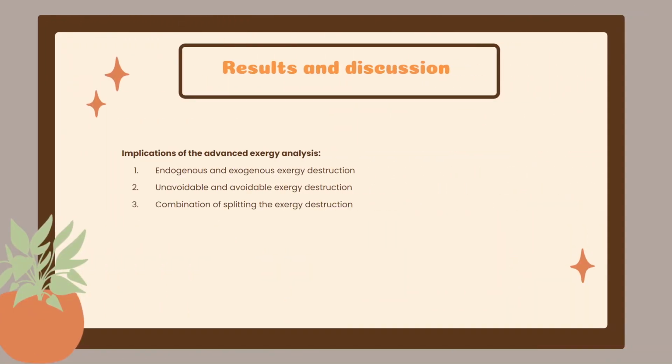The advanced exergy analysis method is applied to overcome the disadvantages of the conventional ones. The exergy destruction of the CTM process can be identified as number one, endogenous and exogenous exergy destruction. Number two, unavoidable and avoidable exergy destruction. And number three, a combination of splitting the exergy destruction.